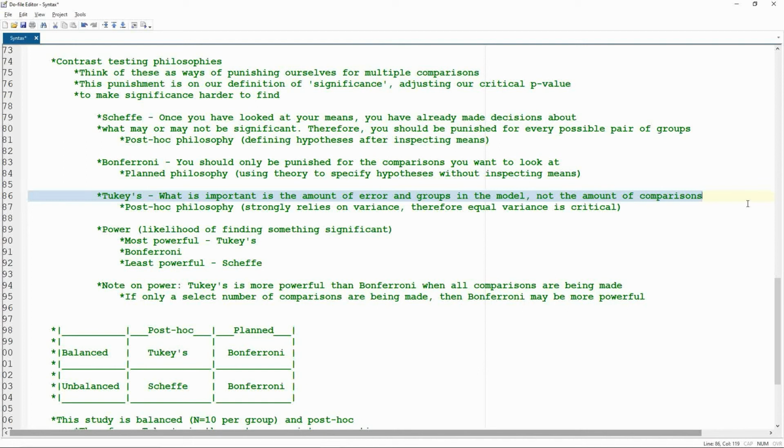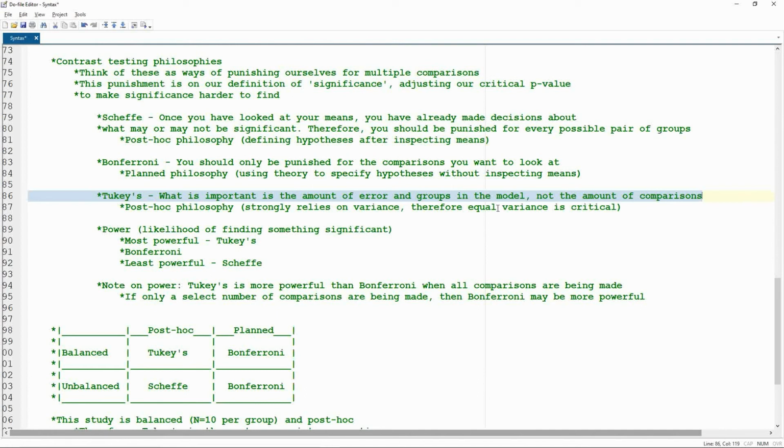It doesn't care about how many comparisons you will make. You're going to get a single value that's going to represent the smallest difference that is significant. And then you can run as many comparisons as you like. So it's very much like Sheffe in that every single possible comparison is being considered, but it's in the context of the amount of error in the model.